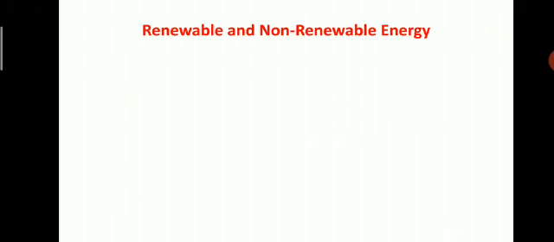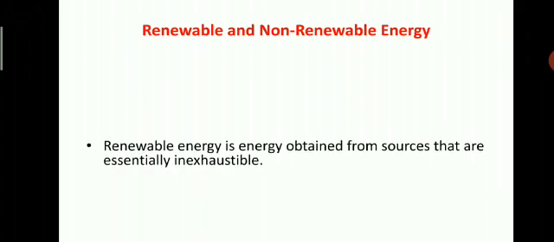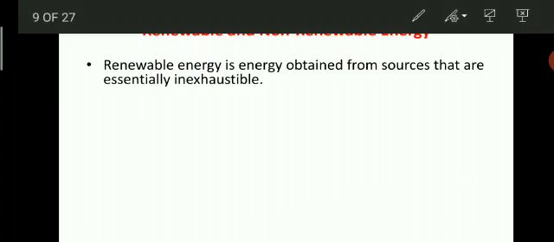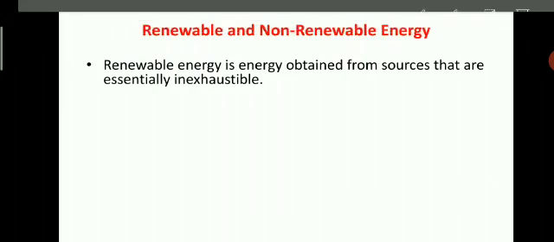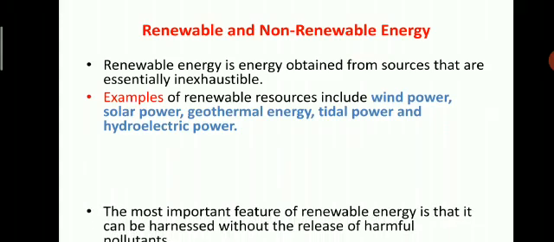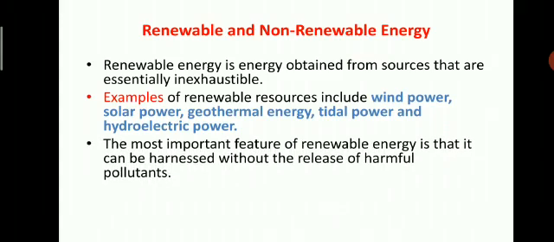Let us see renewable and non-renewable energy. We know the meaning of this. The energy which can be renewed or obtained from sources that are essentially inexhaustible, that are called the renewable sources of energy. Examples of renewable sources include wind power, solar power, geothermal energy, tidal power, and hydroelectric power. The most important feature of renewable energy is that it can be harnessed without the release of harmful pollutants.